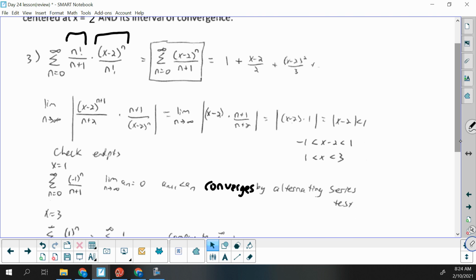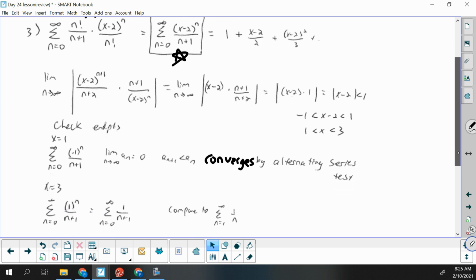So set up your negative 1 less than x minus 2 less than 1, add the 2 over. So initially we've got from 1 to 3, but then we got to test our endpoints. We're subbing our endpoints into here. When you sub in 1, you'll have negative 1 to the n over n plus 1. That'll be an alternating series. Each term is smaller than the previous, and as n goes to infinity, our terms are approaching 0. So therefore, we can say it converges by the alternating series test.